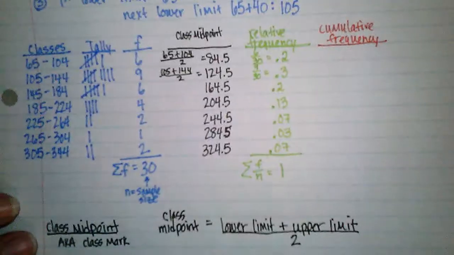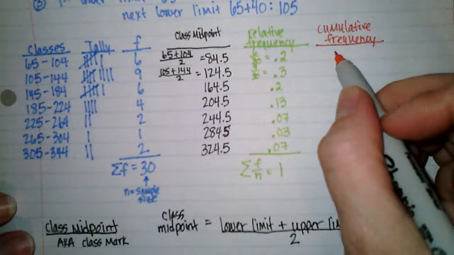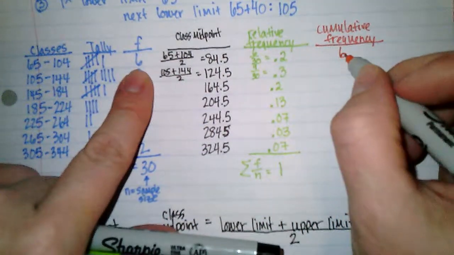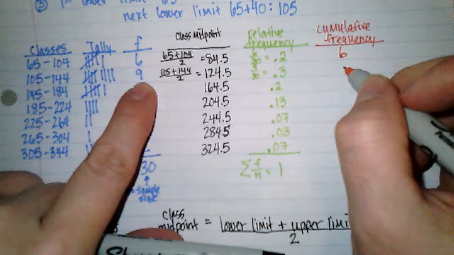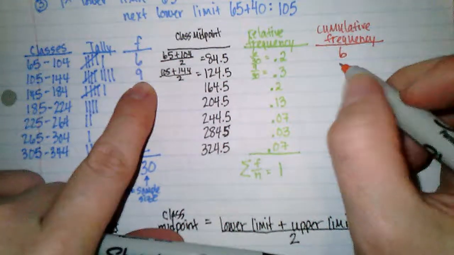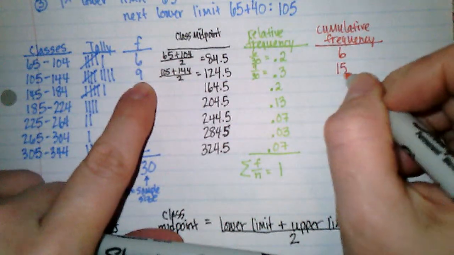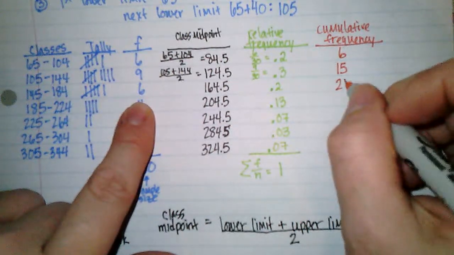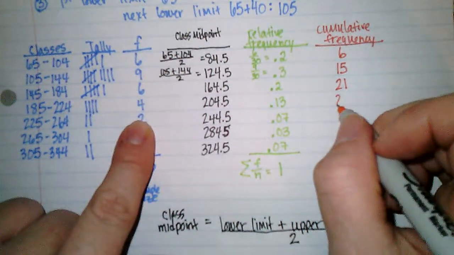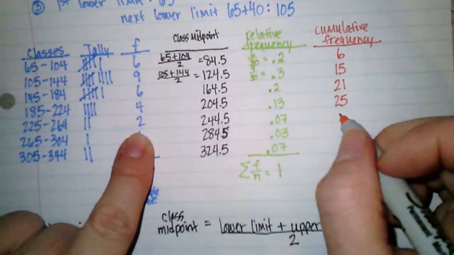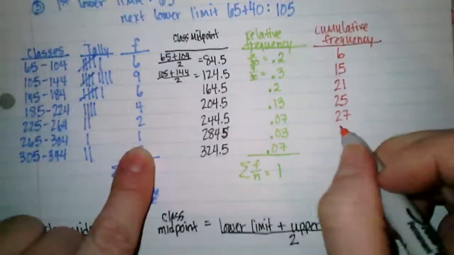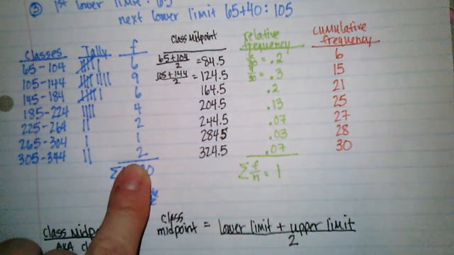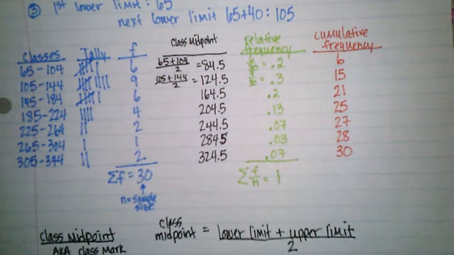For cumulative frequency, in that first class, we've only had 6 so far, so cumulative frequency is 6. In our next class, we've already had 6 before, plus we add 9 more, so that is 15. Then in our next one, we add 6 more into the mix, so that's 21. Then we add 4 more, 25. Then we add 2 more, 27. Add 1 more, 28. Add 2 more, 30. So that is cumulative frequency.